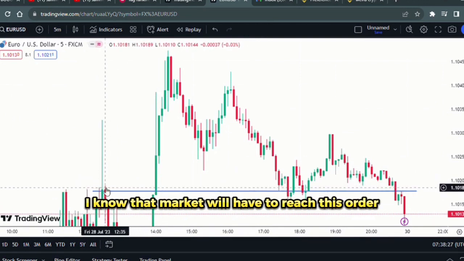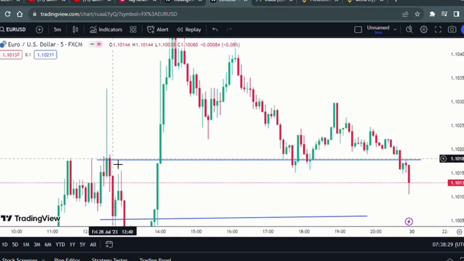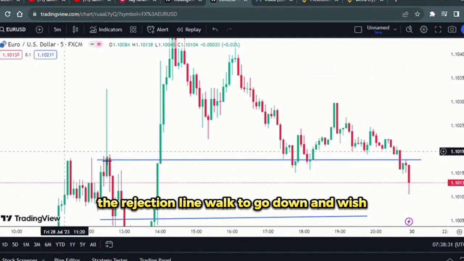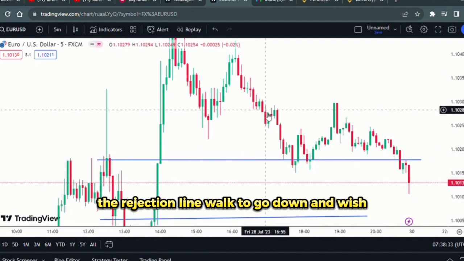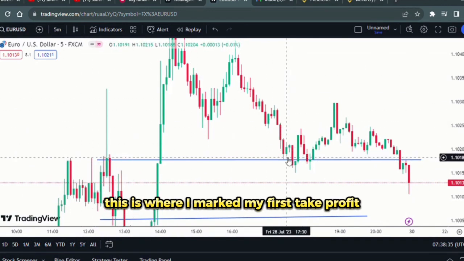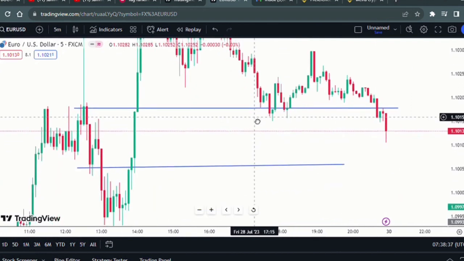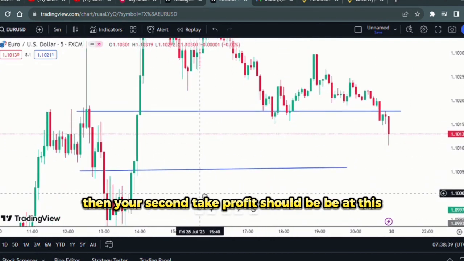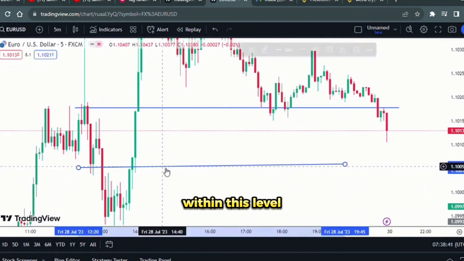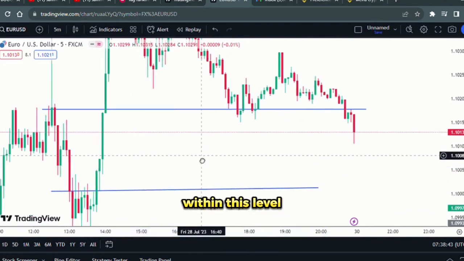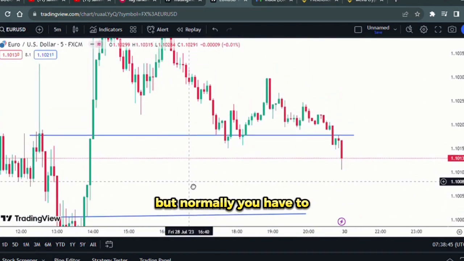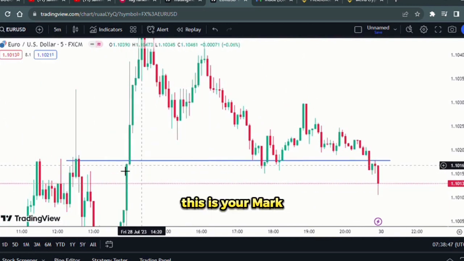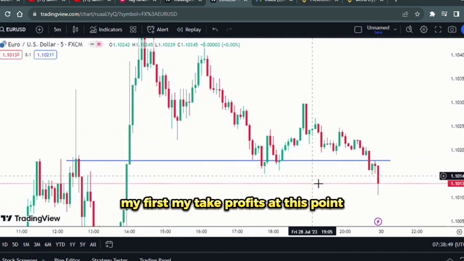Then I marked, because I know that the market will have to reach this other rejection line, will have to go down and reach. This is where I marked my first take profit. Then your second take profit should maybe be within this level. But normally, this is where I marked my take profits at this point.